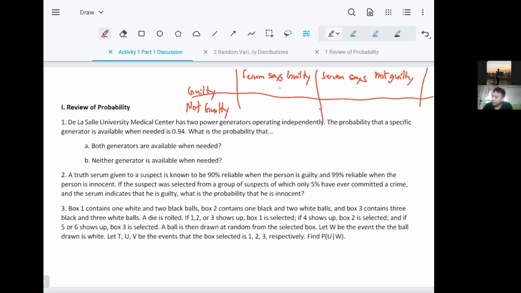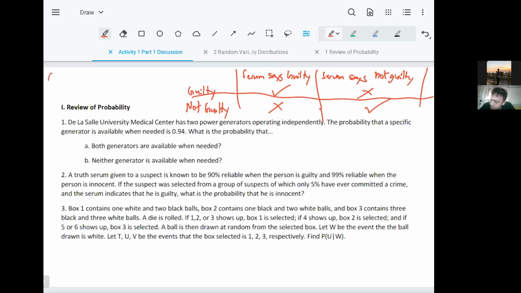Kapag sinabi mong guilty ka, pero tas guilty ka talaga, that's correct. You say you're not guilty, you're in fact not guilty, that's also correct. These two are wrong decisions. So, all in all, we have 4 cells, we have 4 scenarios. But we can actually express these 4 scenarios as 2 events lang.